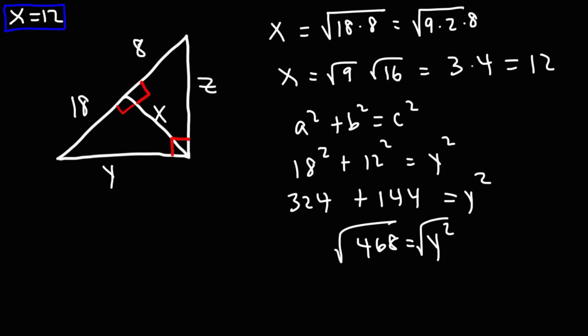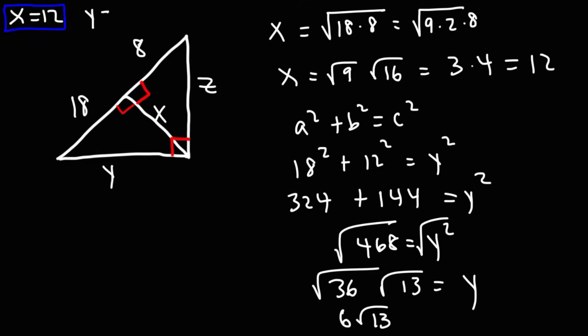Now 468 is divisible by 169. Actually, I take that back. It's divisible by 36. 468 is 36 times 13. And the square root of 36 is 6. So y is equal to 6 root 13.